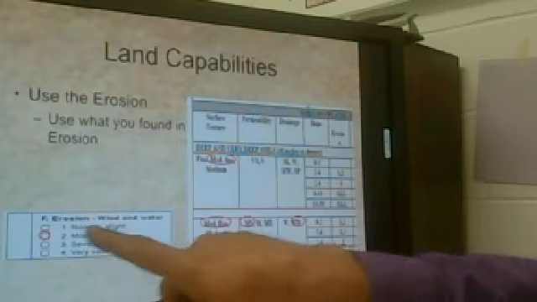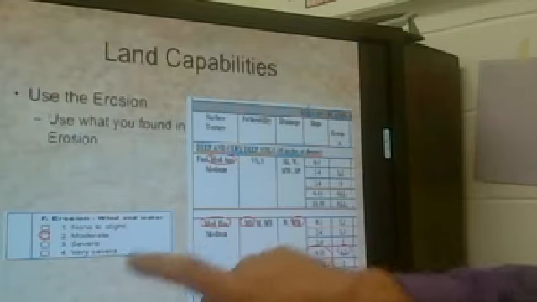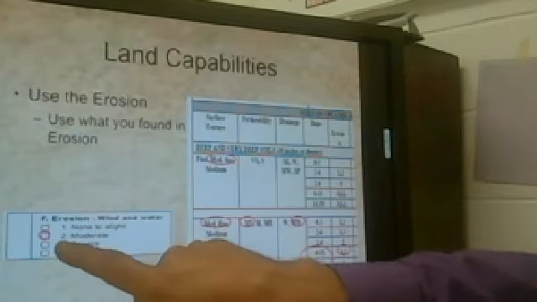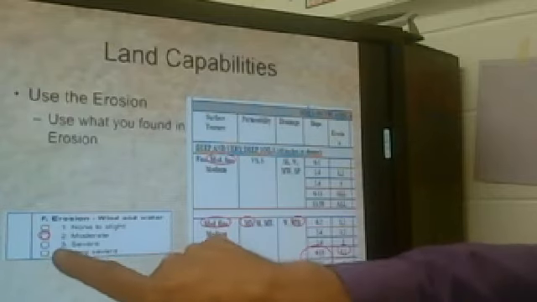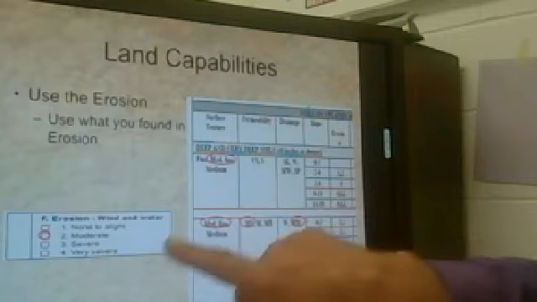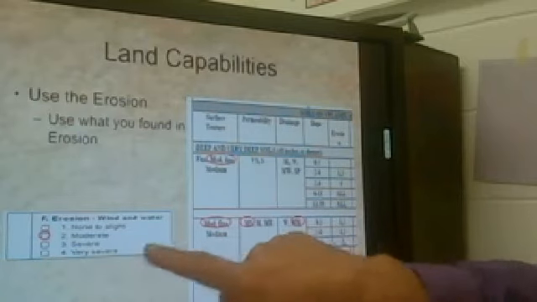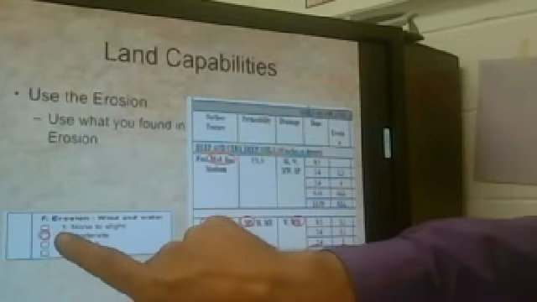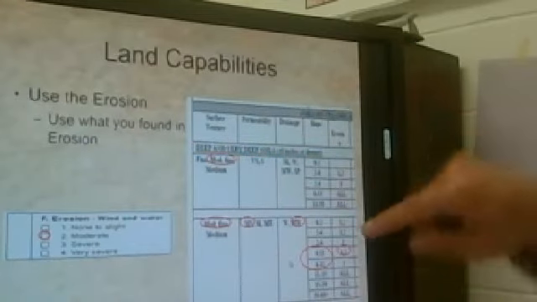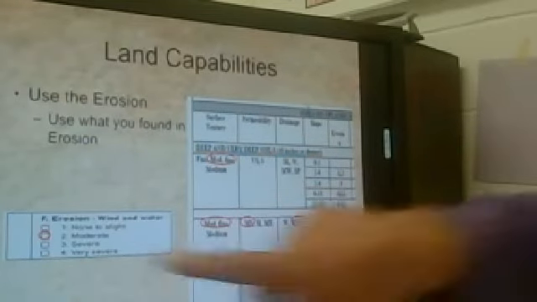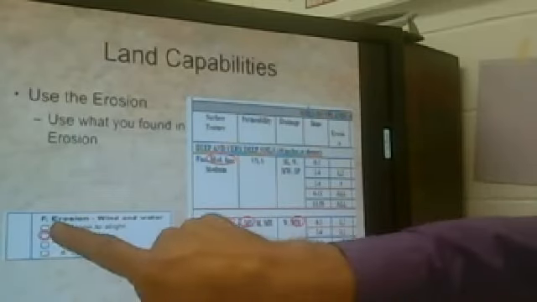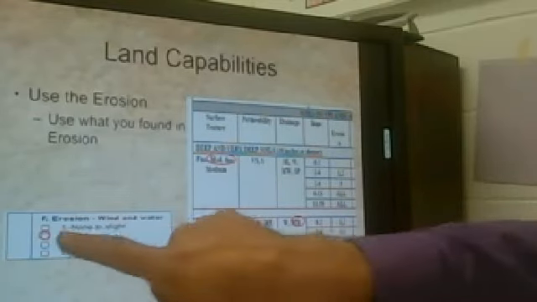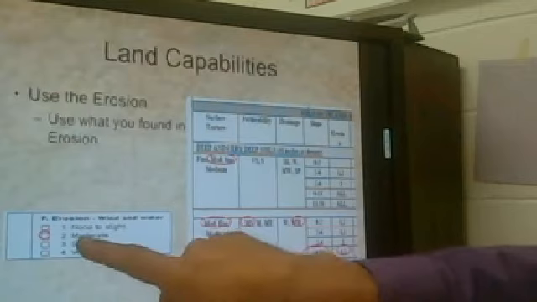Number 1 is none to slight. That's 0 to 25%. Moderate is number 2. That's 25 to 75%. Severe is 75% and above. Very severe is 75% and above with gullies. 1, 2, 3, 4. Over here on the chart, they don't list these because it can't fit, so they wrote 1 equals 1, 2 equals 2, 3 equals 3.